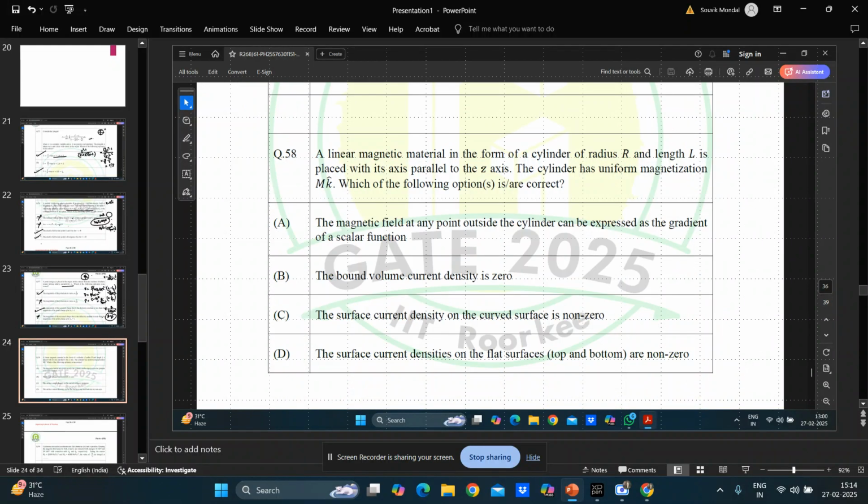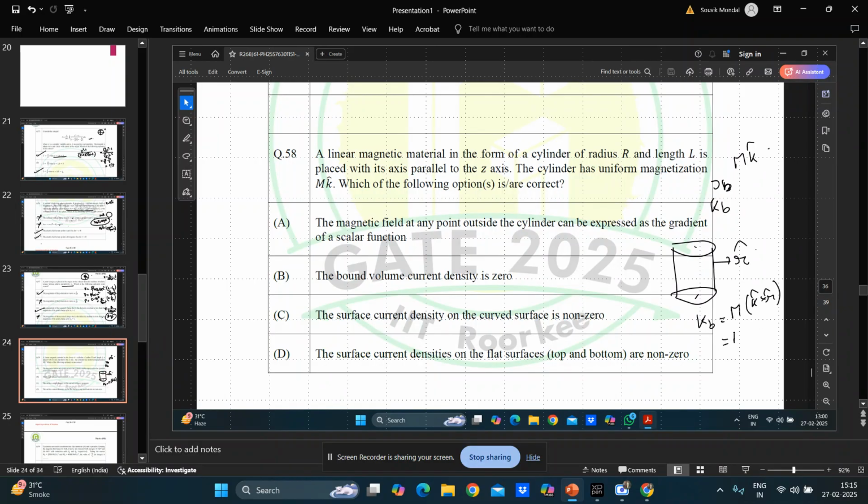For this problem, you have a magnetization M k hat in a cylinder. So what is your J B and what is your K B first? Let's calculate. You have two kinds of surfaces: the top and bottom surfaces, and the curved surface. For the curved surface, the normal direction is r hat. So K B for this curved surface is M k hat cross r hat, right?